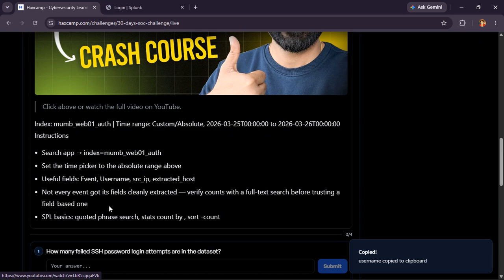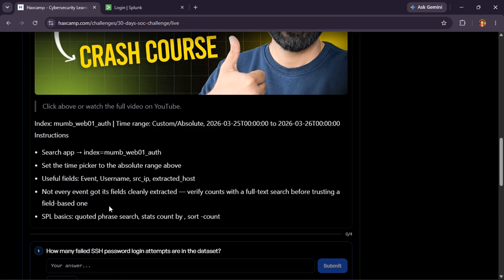So here we go. First of all, read all the description and the questions. Here it mentions the index, month 01, the time range, this to this, and the source app index.